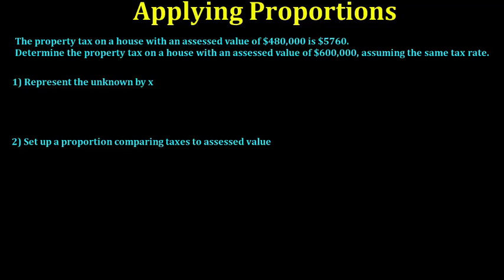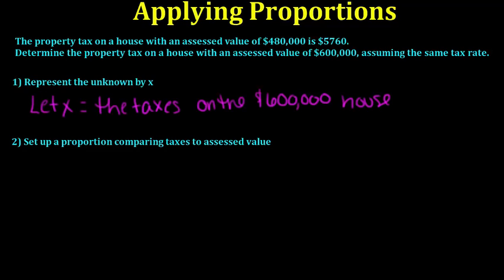This is stating the property tax on a house with an assessed value of $480,000 is $5,760. Determine the property tax on a house with an assessed value of $600,000, assuming the same tax rate. So again, the first thing we want to do is represent the unknown by x. So we want x to equal the taxes on the $600,000 house. And then we want to set up a proportion comparing the taxes to the assessed value.